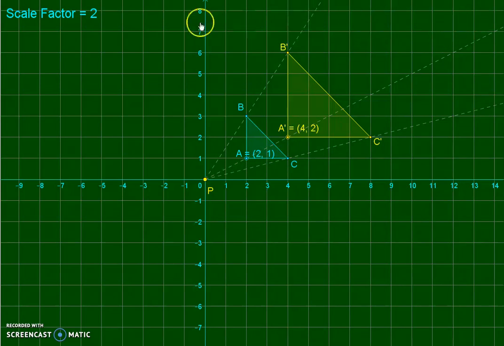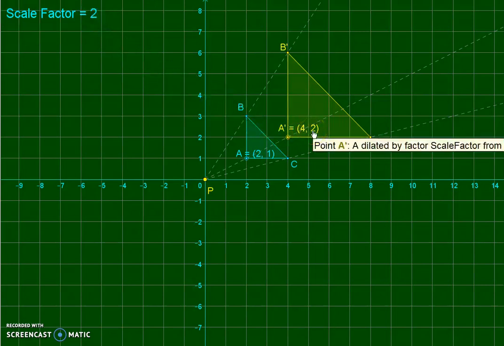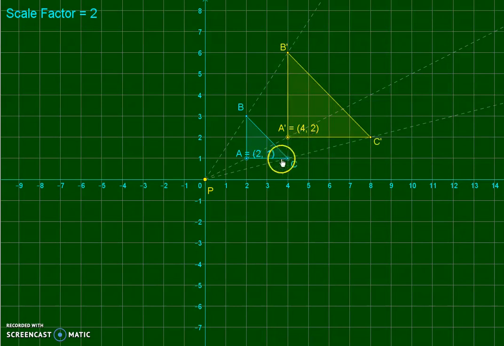Now here we have a dilation with a scale factor of 2 about a center of dilation, which is the point 0, 0. And notice what happened. We take the x-coordinate and multiply it by the scale factor to get the dilated x-coordinate. We take the y-coordinate and multiply it by the scale factor to get the dilated y-coordinate. And that's all there is to it. It's a very straightforward process. That's all we're doing, multiplying the pre-image points by the scale factor to get the image points.